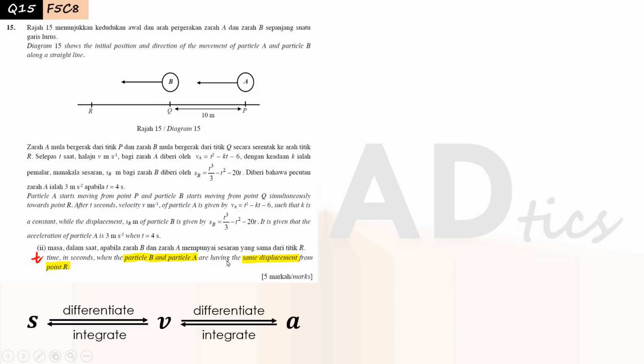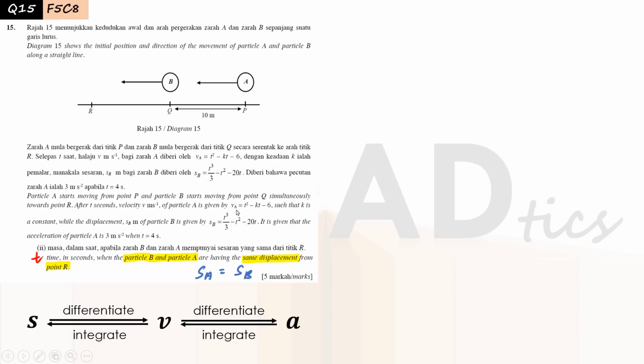Since we are looking at the location, we should compare the displacement equations for both of the particles. So SA equals SB because they have the same displacement from point R. Now we need to obtain the equation for both particles. For SB we already have, which is here, but for SA I think we don't have.